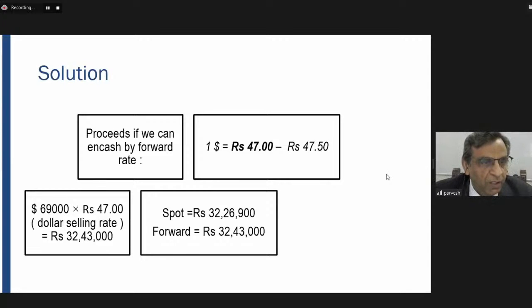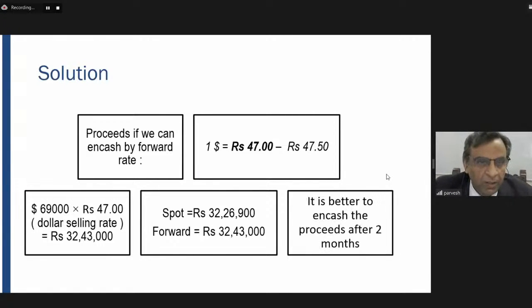Now he's getting 32 lakh 43,000 in the forward rate, and the spot rate was giving him 32 lakh 26,900. No, definitely the forward is better, so he should wait. Okay, it is better to encash the proceeds after 2 months. So this is basically the answer.